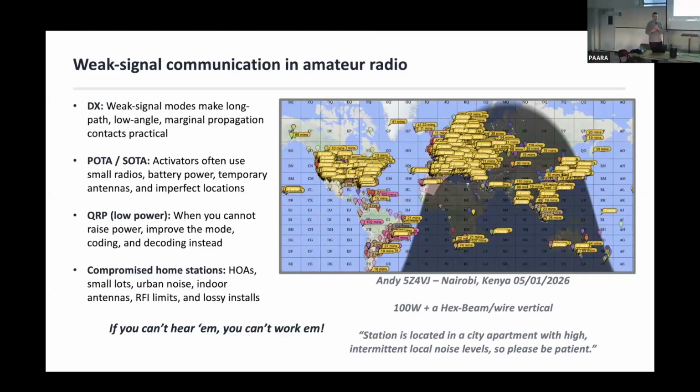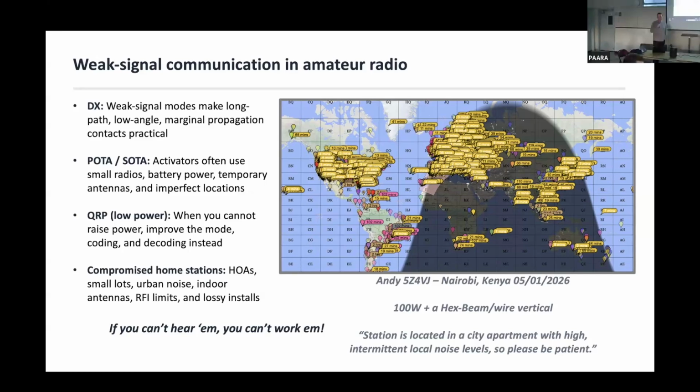So weak signal communication in amateur radio, I'm really interested in DXing. Like I said, it's been a kind of geography lesson. This image on the right is Andy Chadwick, 5Z4BJ, located in Nairobi, Kenya. I saw that he was on. He's operating with 100 watts, a hex beam and a wire antenna. And I think he told me his noise level is like an S7 or something in Nairobi, where he lives. And even on his QRZ page, it says the station is located in a city apartment with high intermittent noise as well.